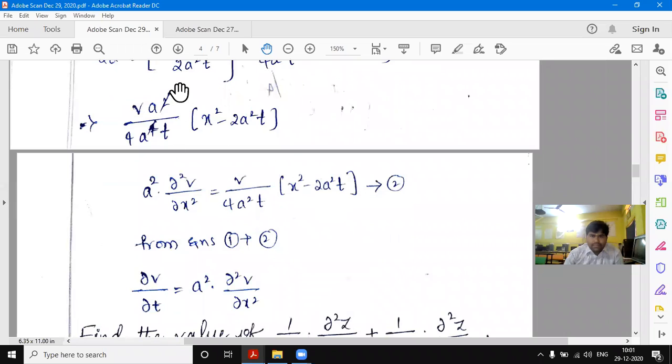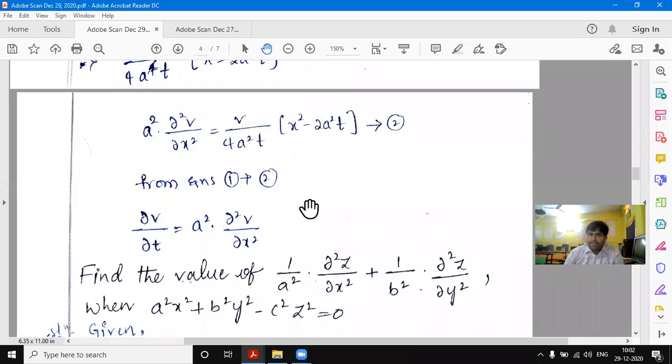Okay, here we multiplied with a square, so here there is a to the power of 4, and a to the power of 4 we can write as a square into a square. So one a square gets cancelled, remaining one a square. So that is v by 4a square t into x square minus 2a square t. So this is equation number 2.